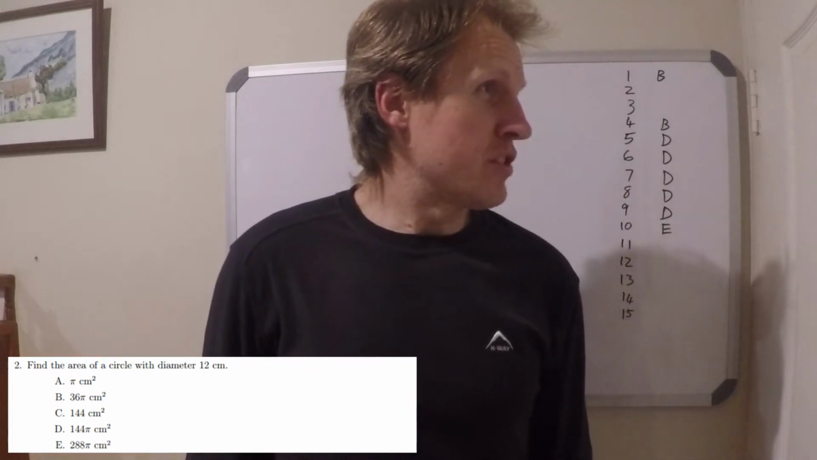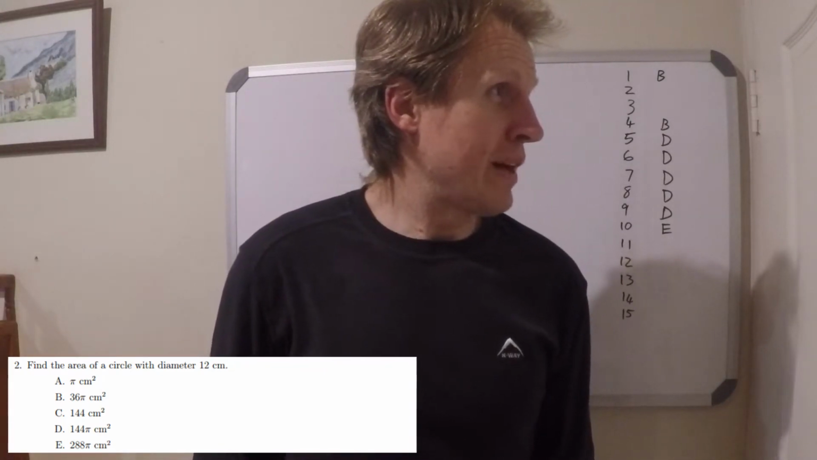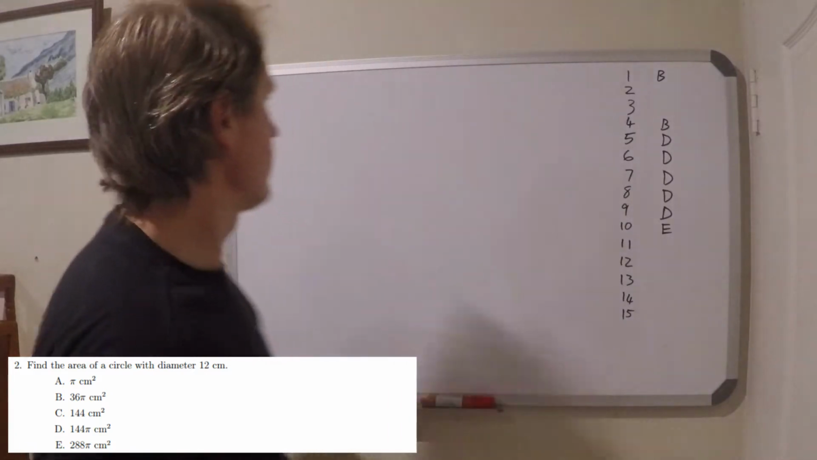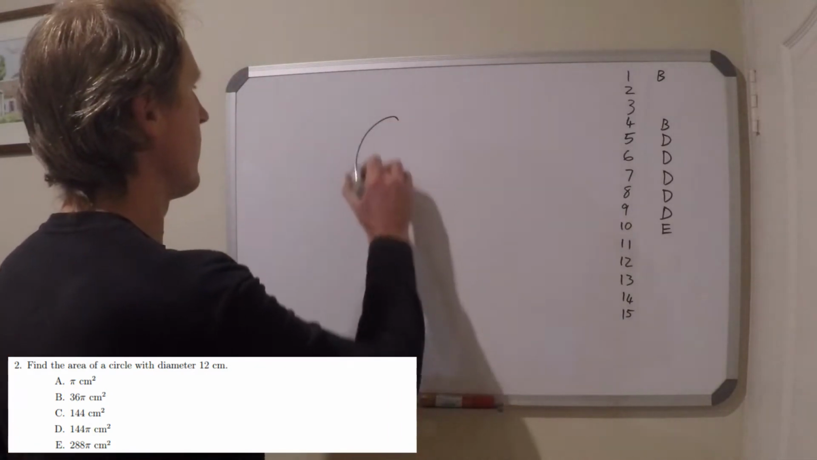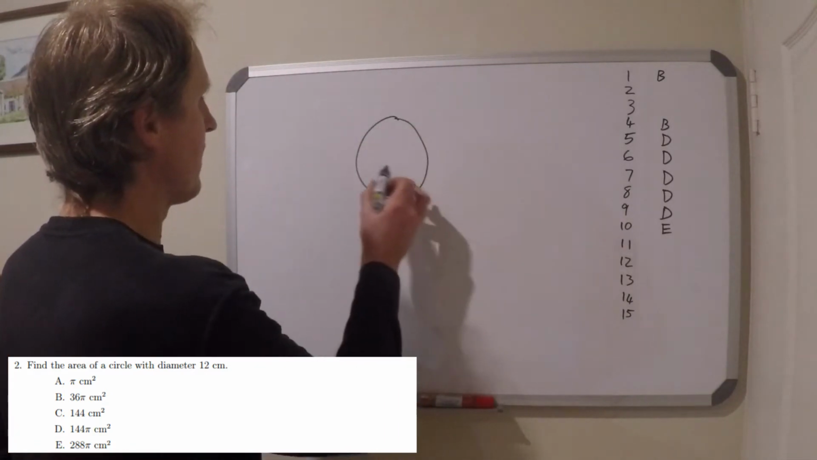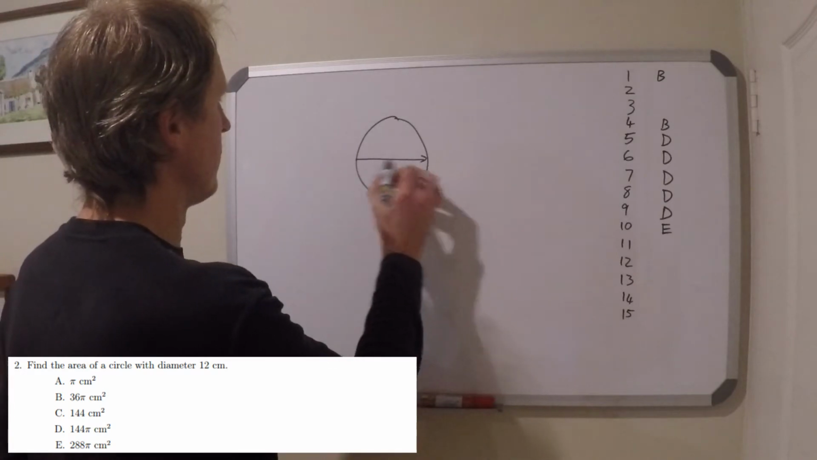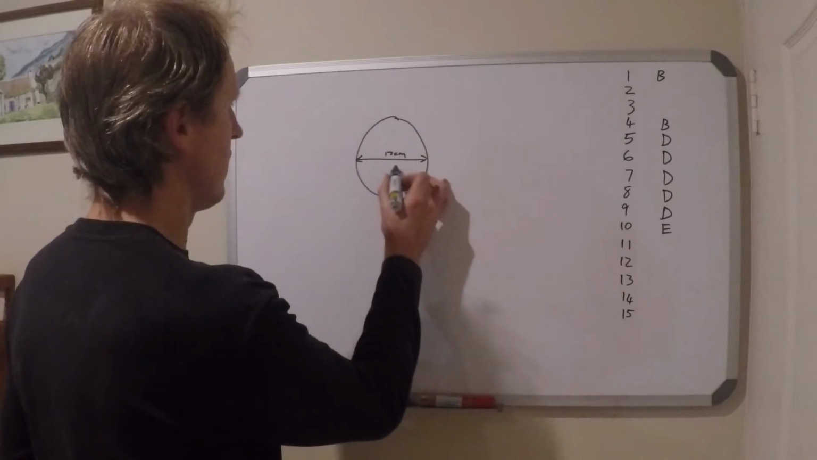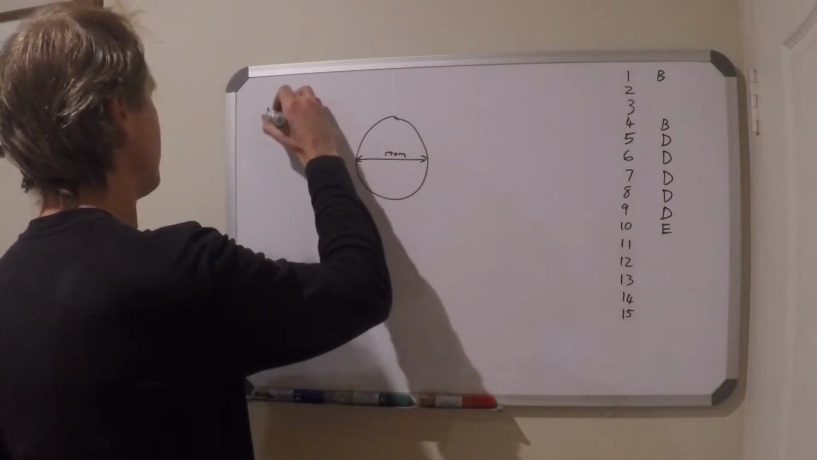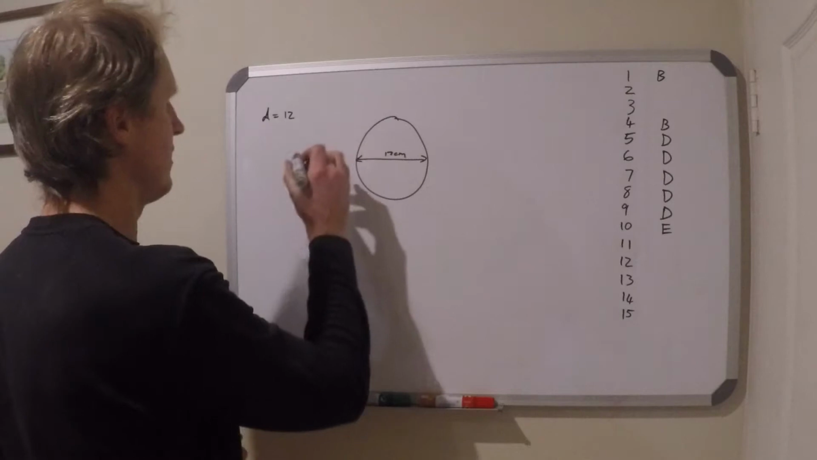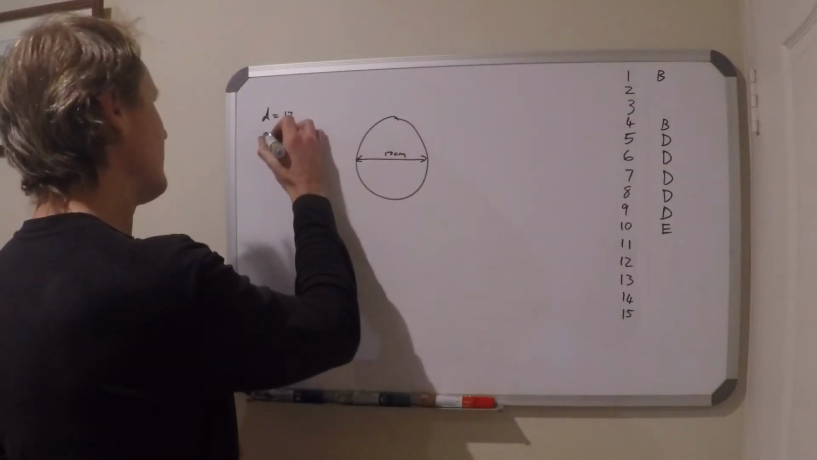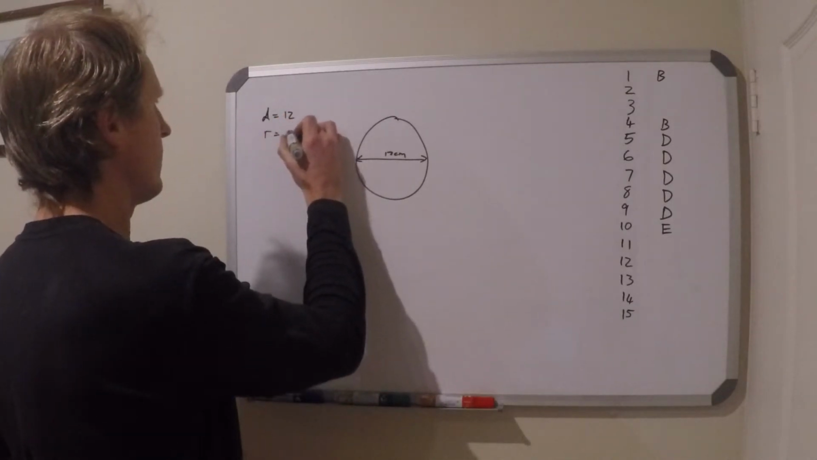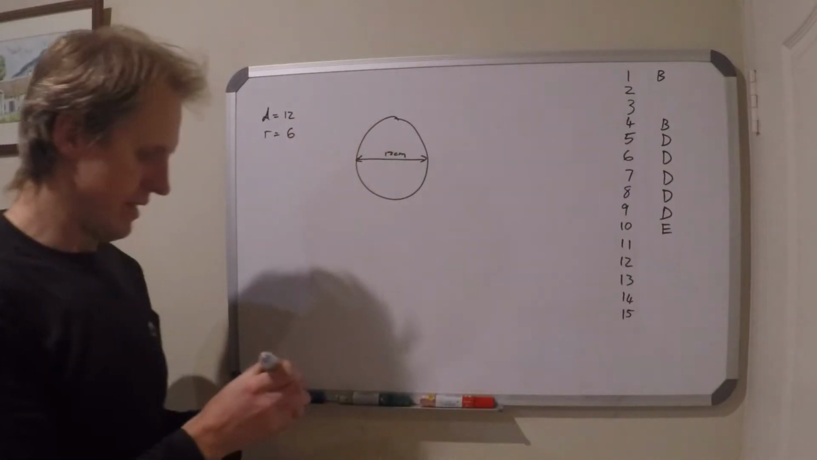Find the area of a circle with diameter 12 centimeters. Okay, so let's draw that. Here we've got a circle and the diameter is 12 centimeters. So D equals 12. That tells us that the radius is half of that, which is 6.